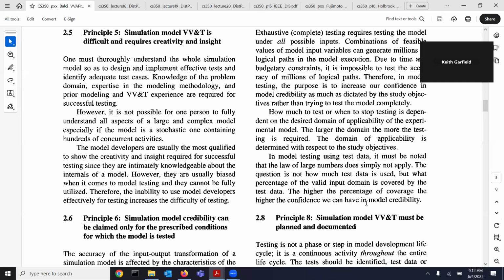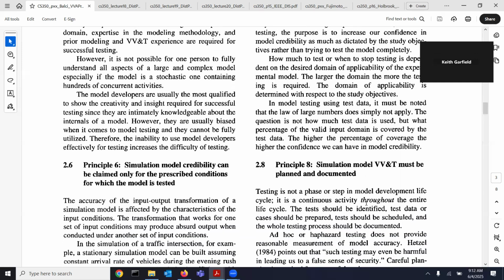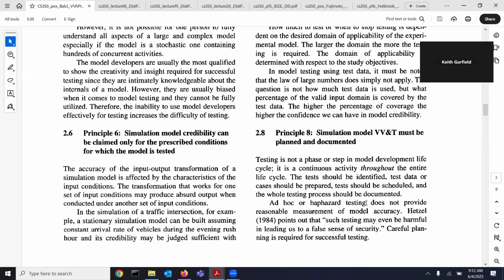The model can only be claimed for the conditions for which the model is tested. So this one's slightly different from what showed up on the table yesterday. So if you say, oh, I've done a bunch of validation tests, so here's all of my scenarios that I used as inputs, and here's all the outputs, and I believe that this is a valid model. It technically is only valid for the scenarios that you tested it for. If you try to add a new scenario, you may or may not be getting good results.